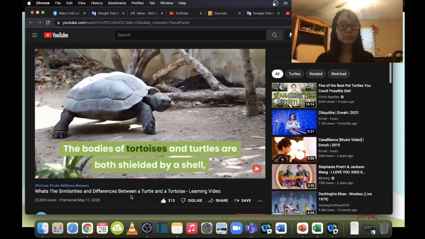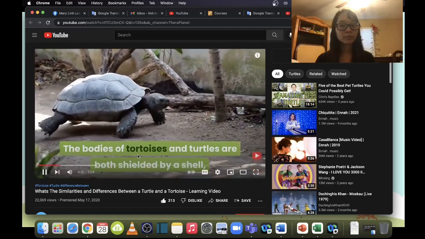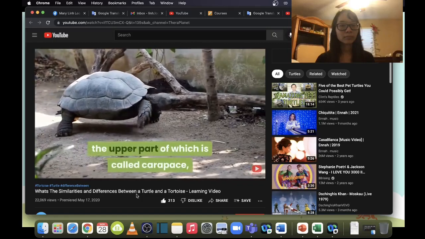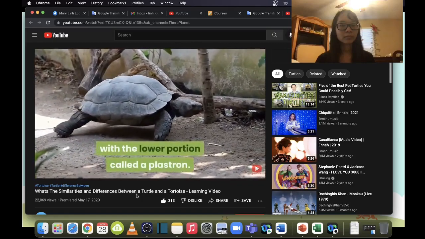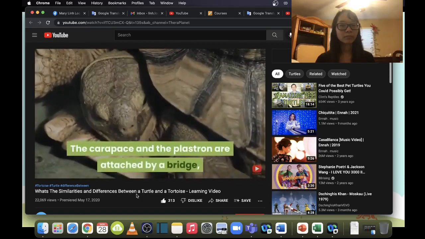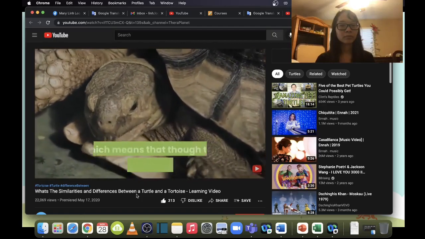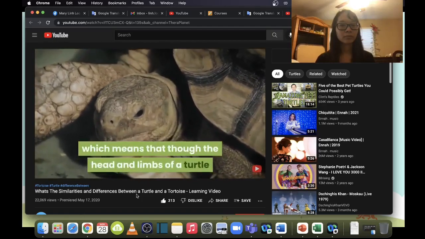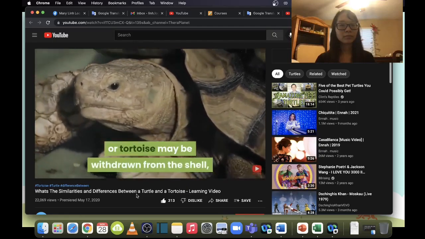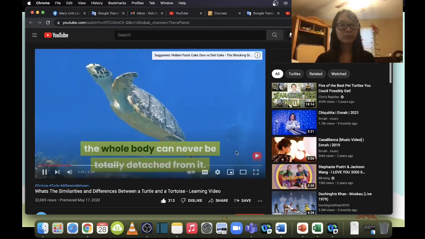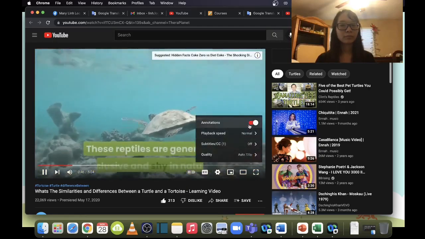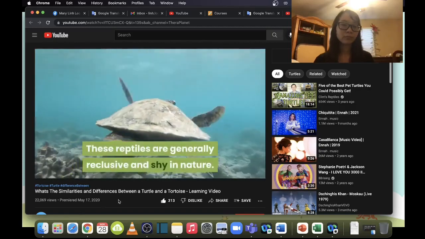The bodies of tortoises and turtles are both shielded by a shell, the upper part of which is called the carapace, with the lower portion called the plastron. The carapace and the plastron are attached by a bridge, which means that though the head and limbs of a turtle or tortoise may be withdrawn from the shell, the whole body can never be totally detached from it. These reptiles are generally reclusive and shy in nature.